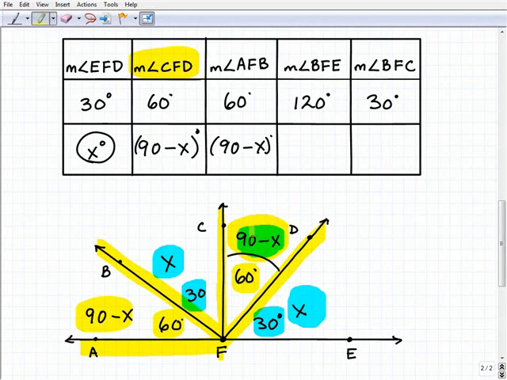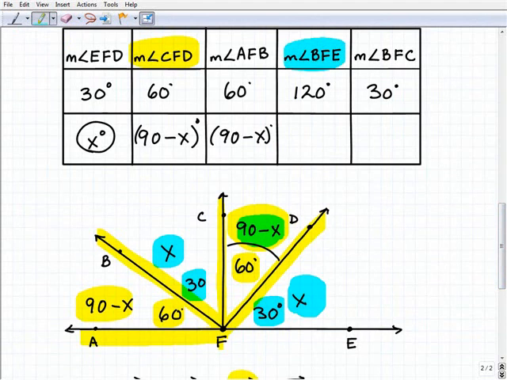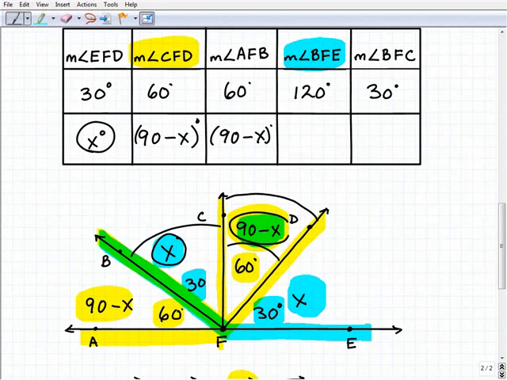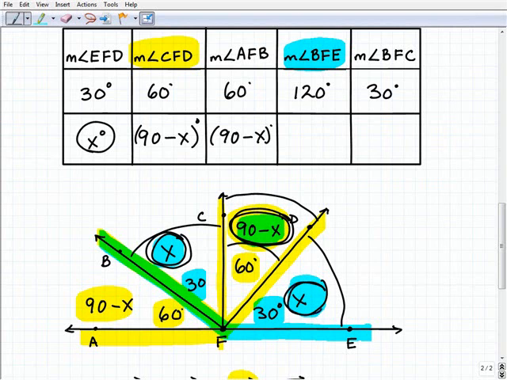And now let's take a look at this one. We've got a lot of things going on here. Let me use a different color. Let's look at the measure of angle BFE. So what is the measure of it? Well, it's going to be the sum total. It's going to be this angle, which is x, plus this 90 minus x, that's this angle. And then we also have another x degrees over here, this x right here.